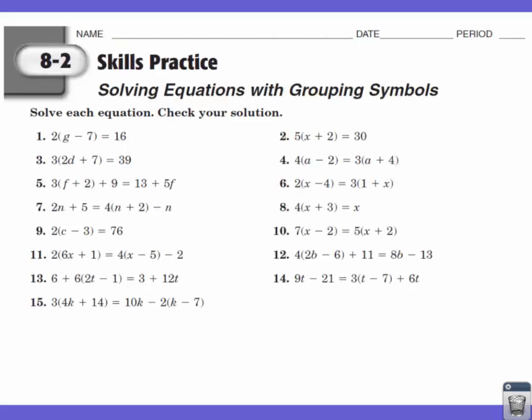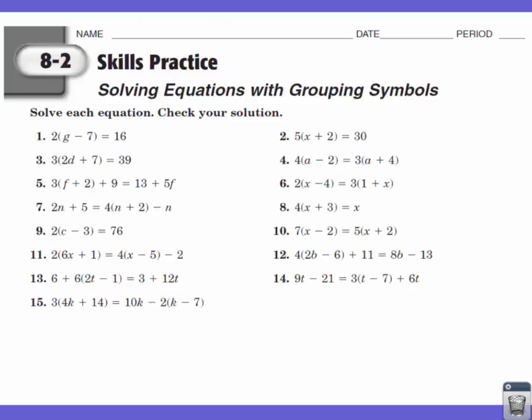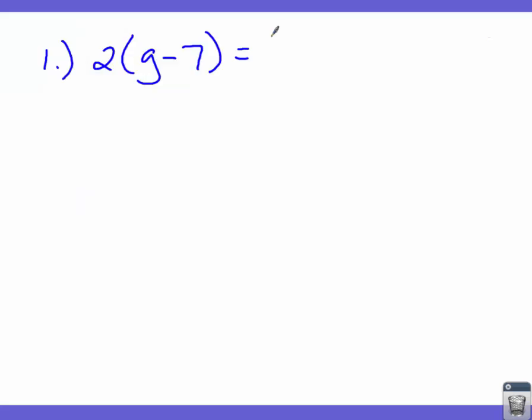So on each one of these questions, you will, one, on your notebook paper, write down the problem. So you will go to a sheet of notebook paper and write down the problem, number 1, 2 parentheses G minus 7 equals 16. And then vertically, you will solve that problem, and then circle your final answer. You do not have to transfer your final answer to the paper.